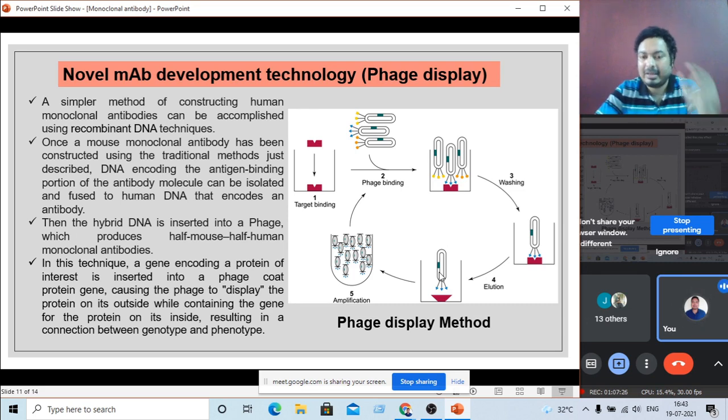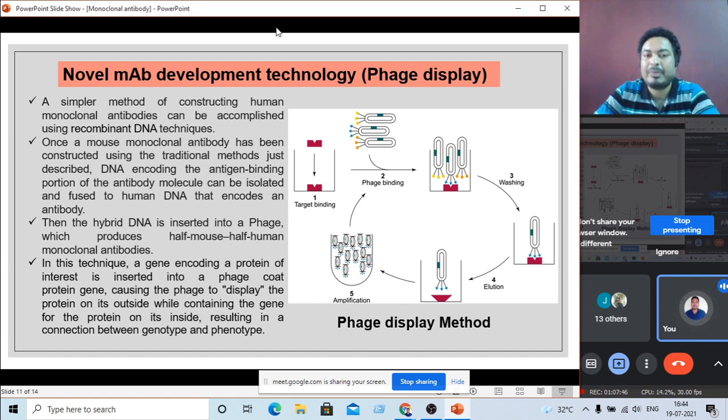Inside the E. coli bacteria, they can proliferate to the maximum number. When they reach the maximum number, we have to collect all the phage viruses. Then, by the fragmentation process, we collect only the monoclonal antibody from these phage viruses, and it is applied for future use.